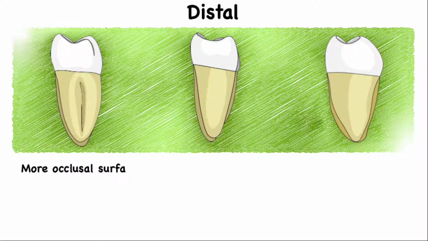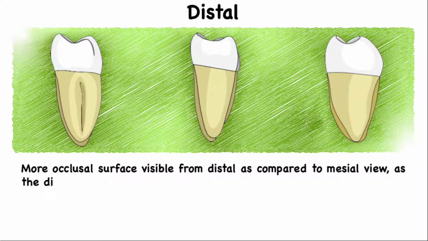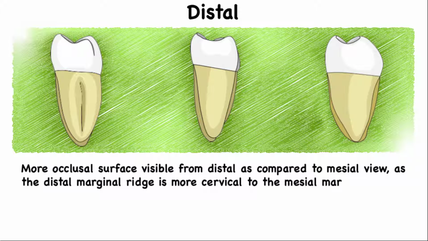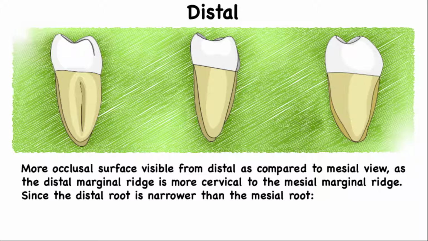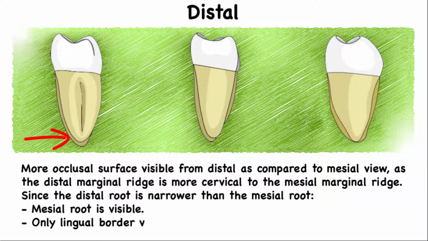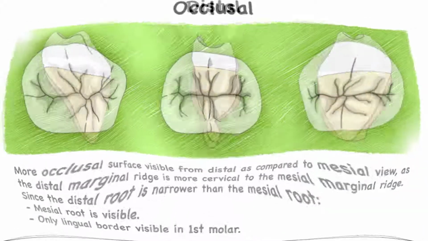More occlusal surface is visible from distal as compared to the mesial view, as the distal marginal ridge is more cervical to the mesial marginal ridge. Since the distal root is narrower than the mesial root, the mesial root is visible in all the molars, but the visibility of the mesial root is less in the first molar. Notice only the lingual border is visible in the first molar. Let's now go to the occlusal view.